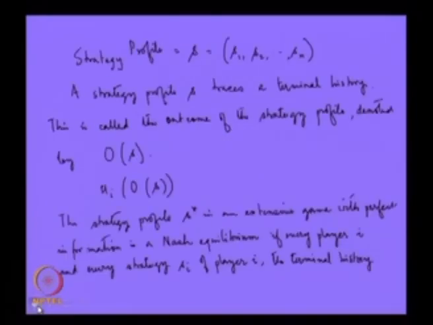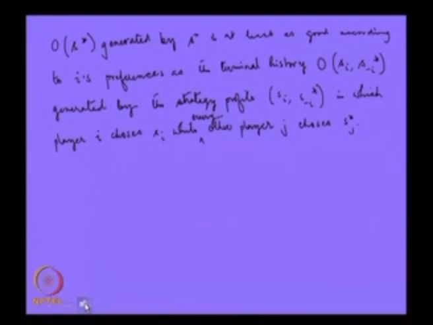So this is the definition. A strategy profile s* in an extensive game with perfect information is a Nash equilibrium if for every player i and every strategy s_i of player i, the terminal history O(s*) generated by s* is at least as good according to i's preferences as the terminal history O(s_i, s*_-i) generated by the strategy profile (s_i, s*_-i) in which player i chooses s_i while every other player j chooses s_j*. So this is the definition in terms of language.